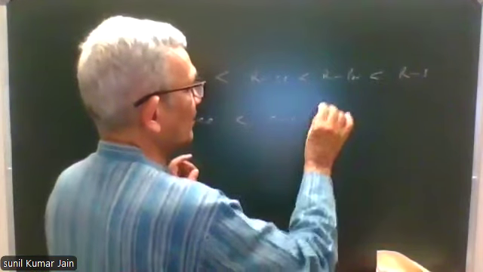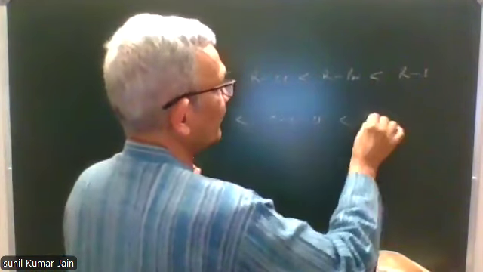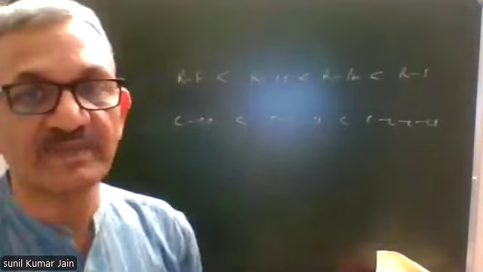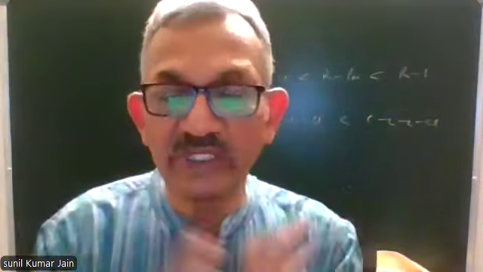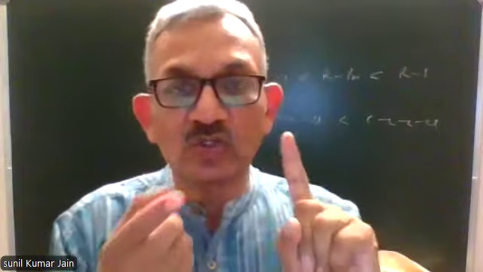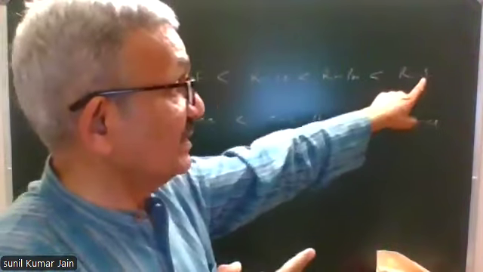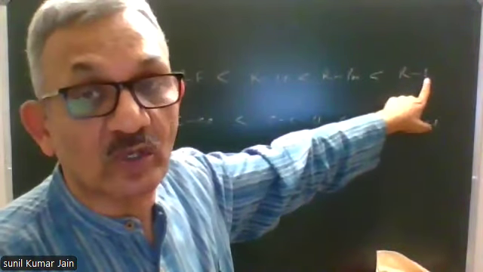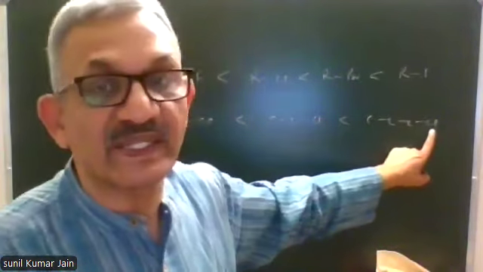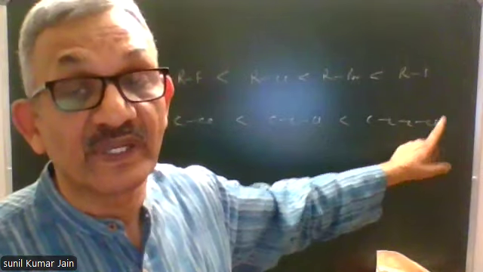chloromethane, chloroethane, chloropropane. As the number of carbon atoms increases, molecular weight increases, and therefore density also increases. So density increases with increase in atomic weight of halogen. Number two, density increases with increase in alkyl chain.